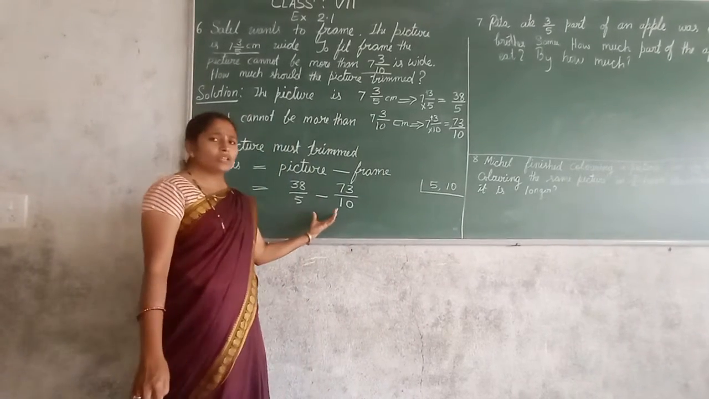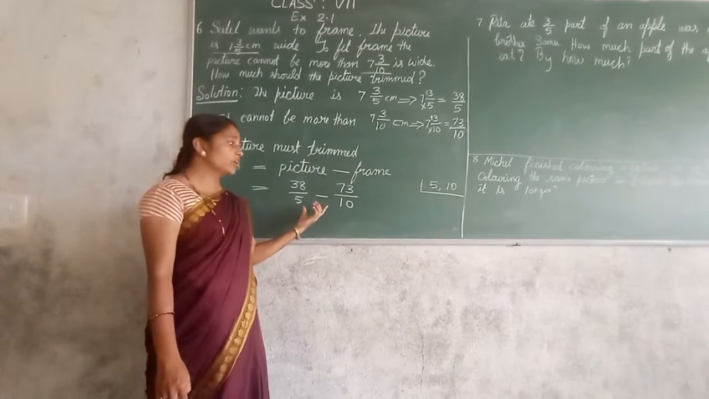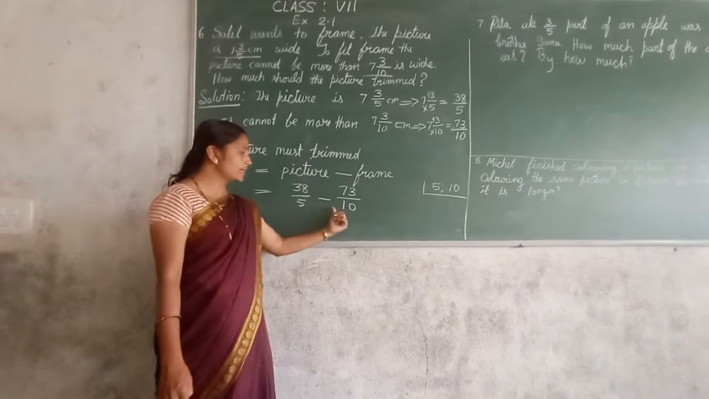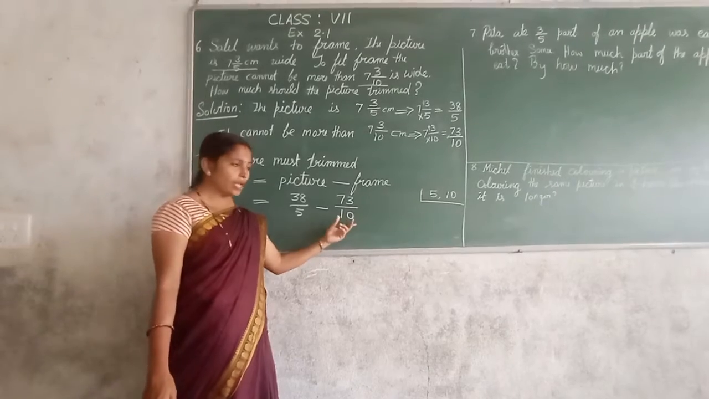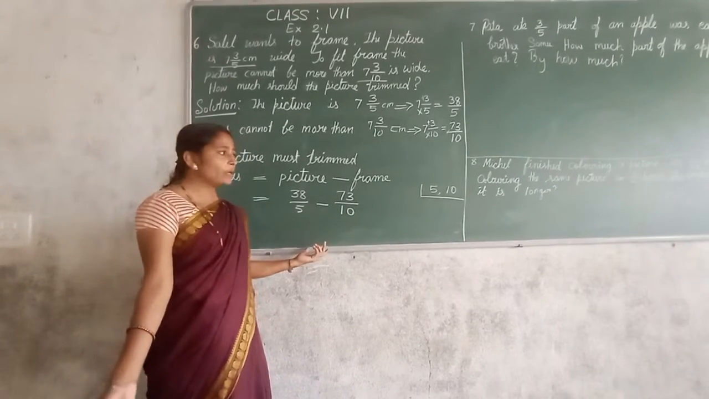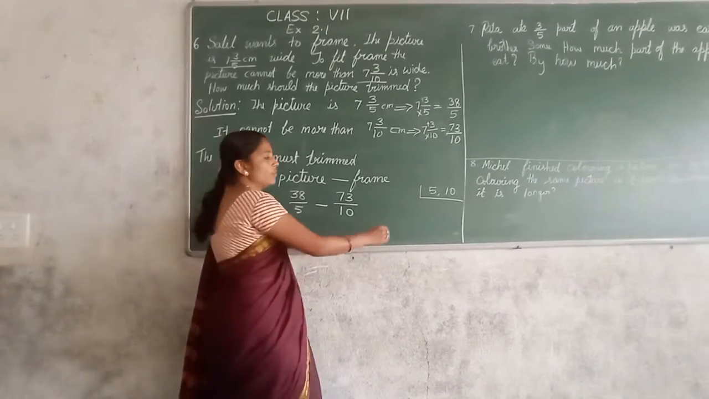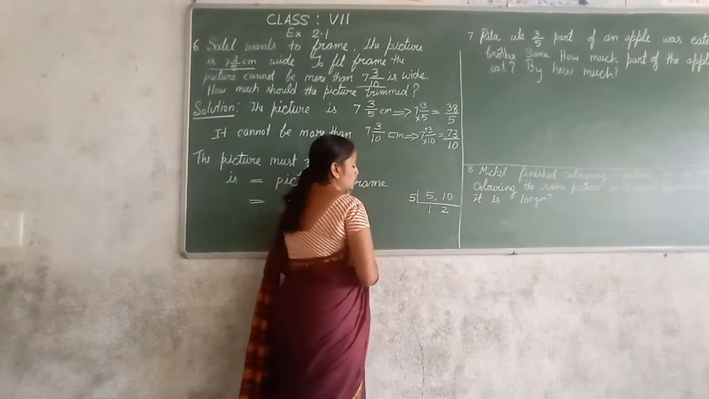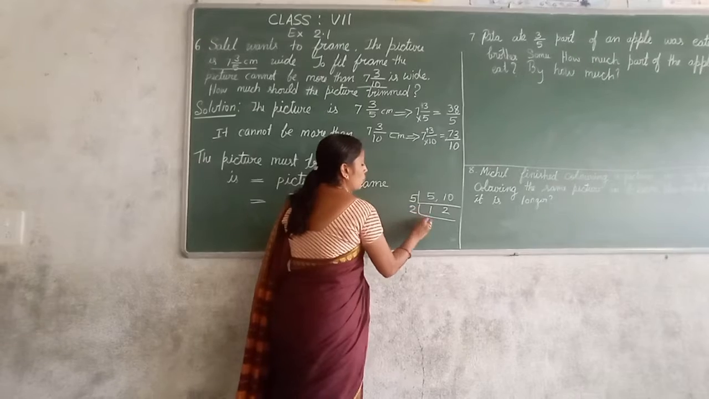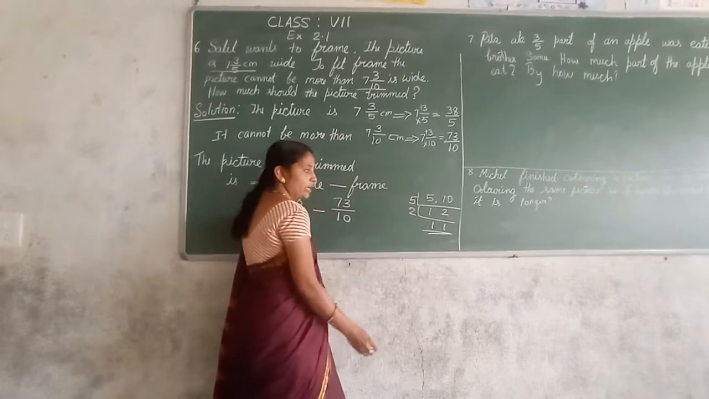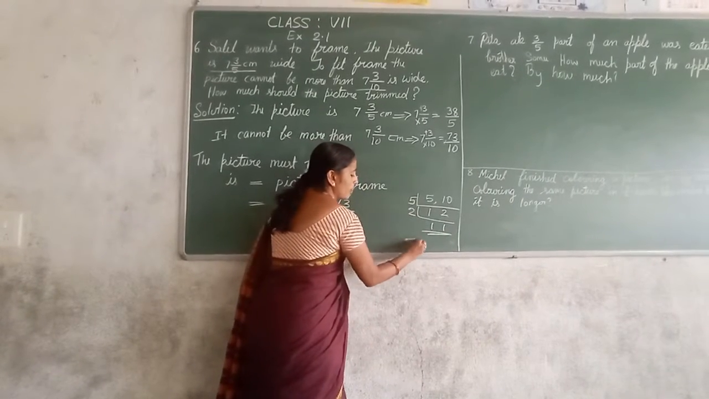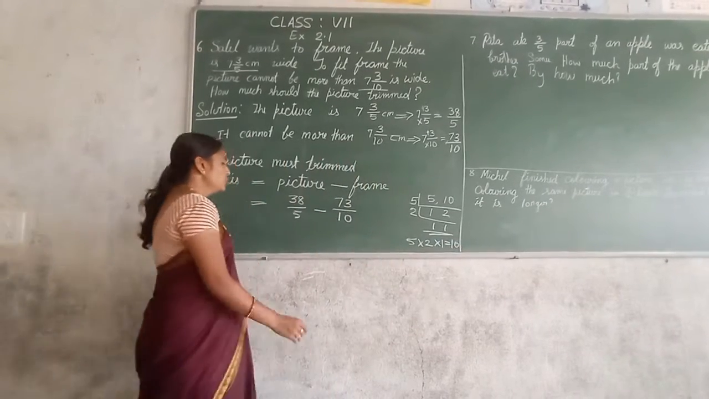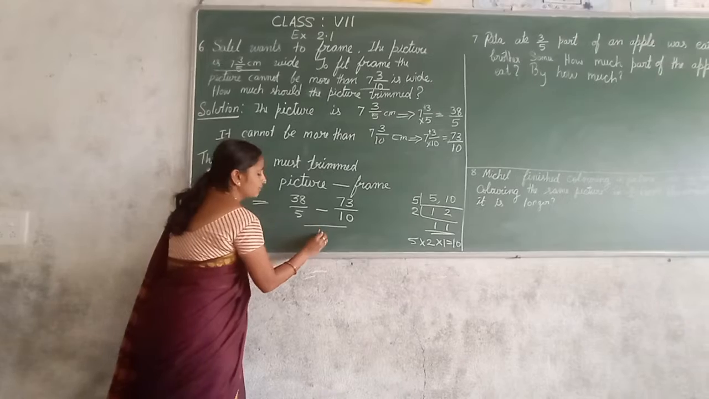If you become perfect in this, by observing you will understand that 5 is a factor of 10, so the LCM will be 10. Still, let us find it out to understand better. 5 1s are 5, 5 2s are 10. In the same way, 2 1s are 2, up to getting 1 we have done. Then the product of 5 into 2 into 1 is equal to 10. So we have got the LCM 10.